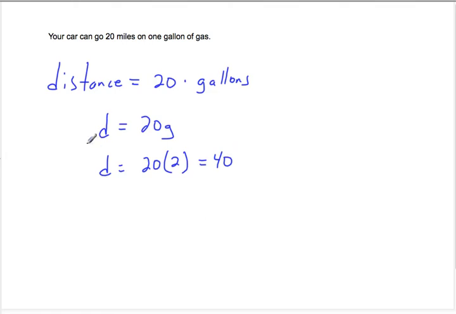So again, we have these two variables, and depending on what one of the variables is, you can figure out the other. So let's say your car trip is going to be 200 miles. How many gallons of gas do you need? Okay, so 200 miles equals 20 times the amount of gallons. So we know that, well, we're going to need 10 gallons of gas. Okay.